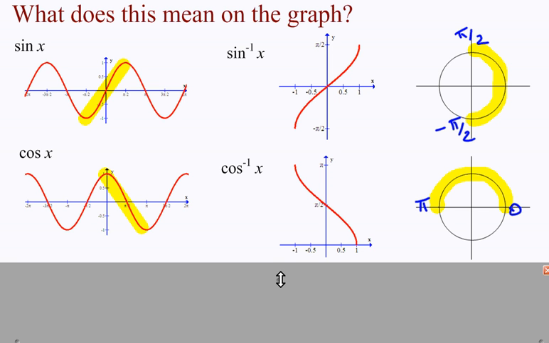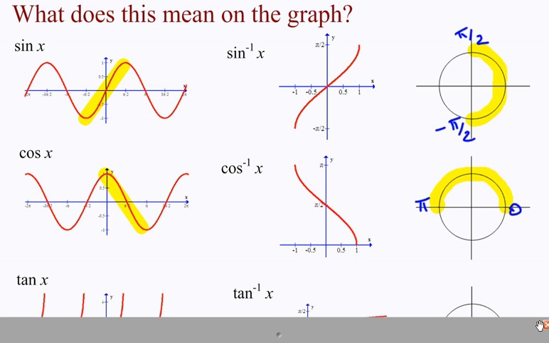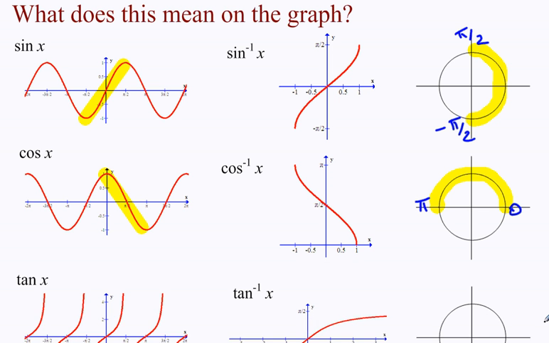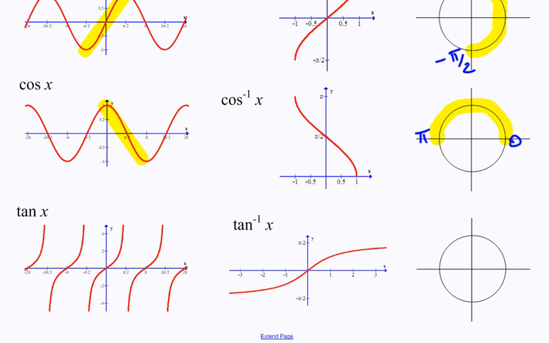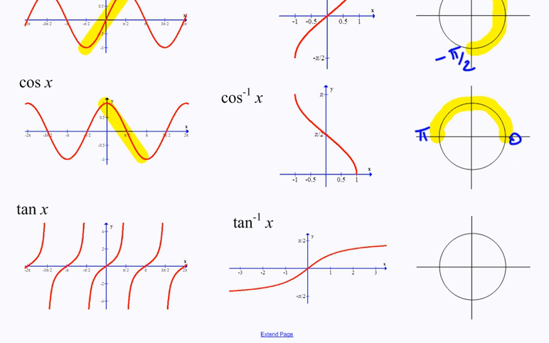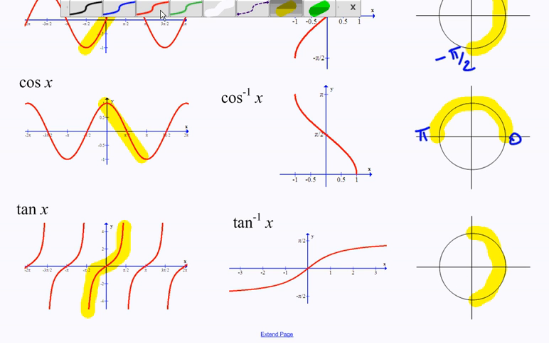All right, so our last one, tangent. Tangent looks a little different than the others, but it's the same idea. Again, it wouldn't pass the horizontal line test, so we restrict it to just this portion right there, and the x and y switch again, and we'll notice that this goes from negative pi over 2 to pi over 2, and so just like with sine, we're restricted to negative pi over 2 to pi over 2.